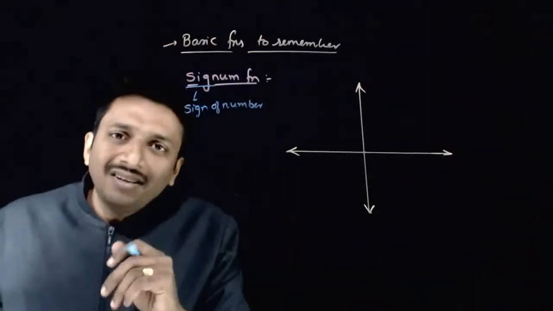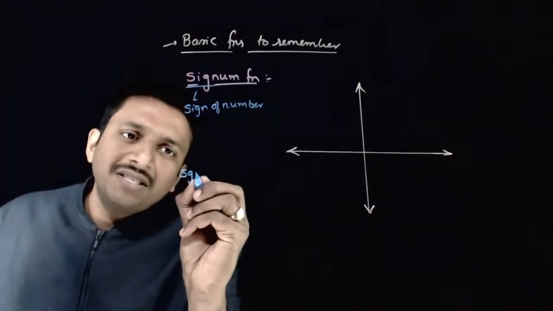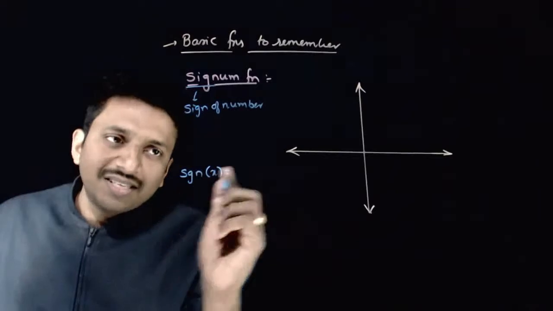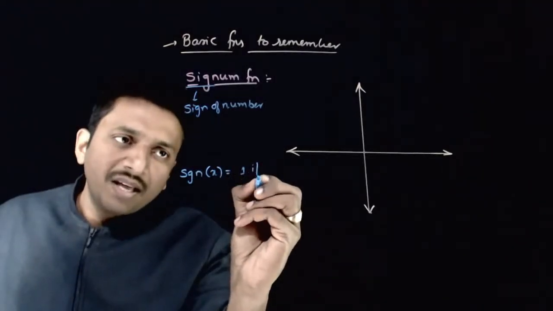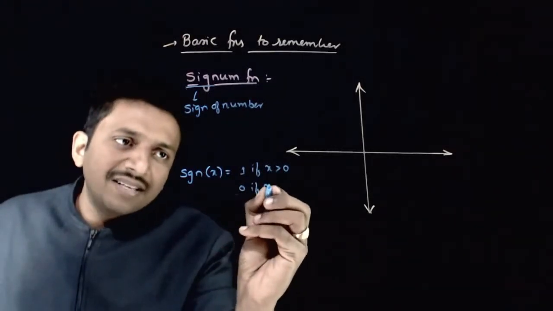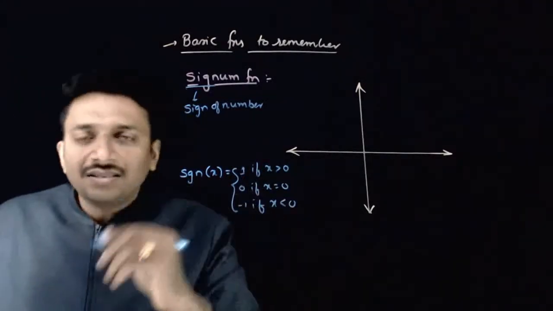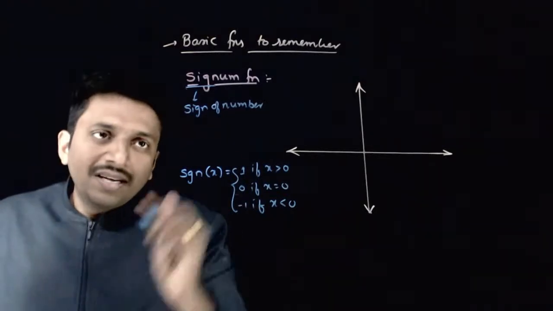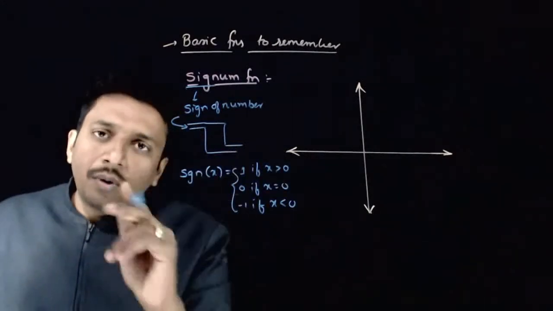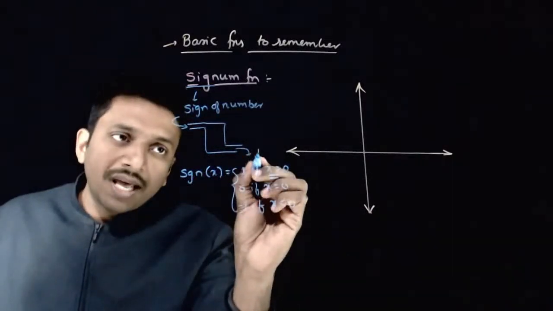So what is the definition of the signum function? What does the signum function do? The signum function is denoted by sgn of x. It is nothing but plus 1 if x is greater than 0, 0 if x is equal to 0, and minus 1 if x is less than 0. This is the definition of the signum function. That is, if you take the machine interpretation of this function, if a positive number goes inside this machine, if x is greater than 0, you get 1 as the answer.